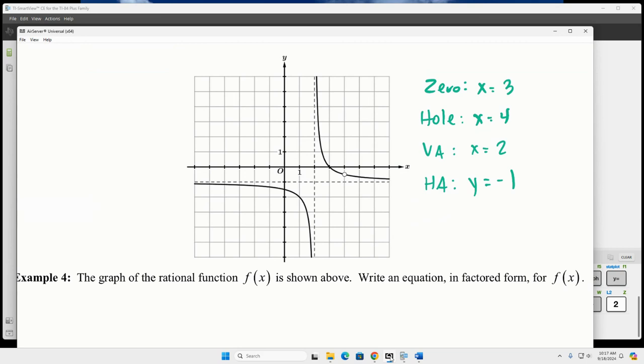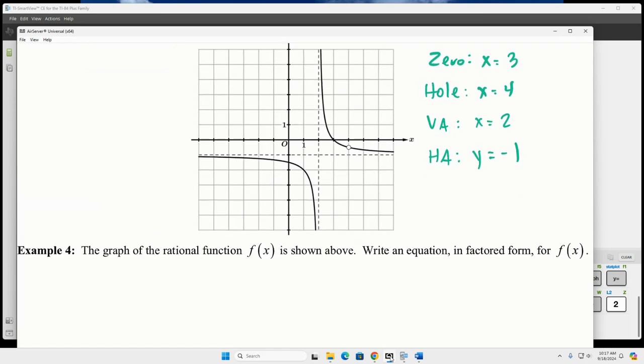All right, so we are going to write this in factored form. So this guy is called f. So what factor gives you a 0 of 3? X minus 3. And if it's a 0, where does it need to go? On the top. Go ahead, numerator.